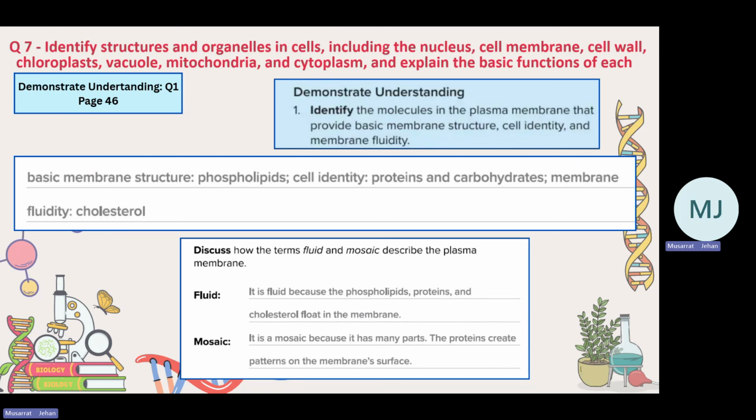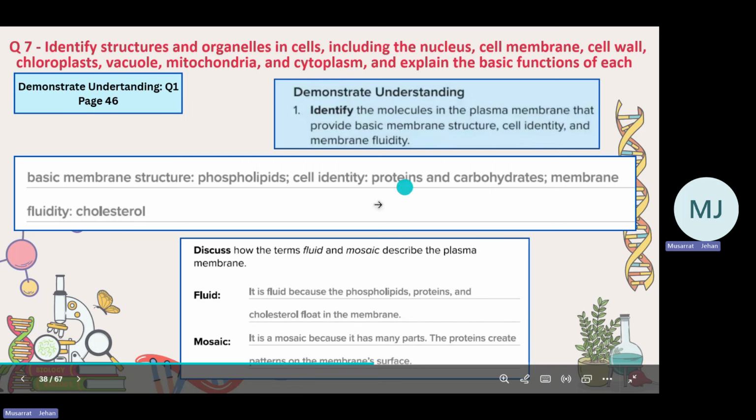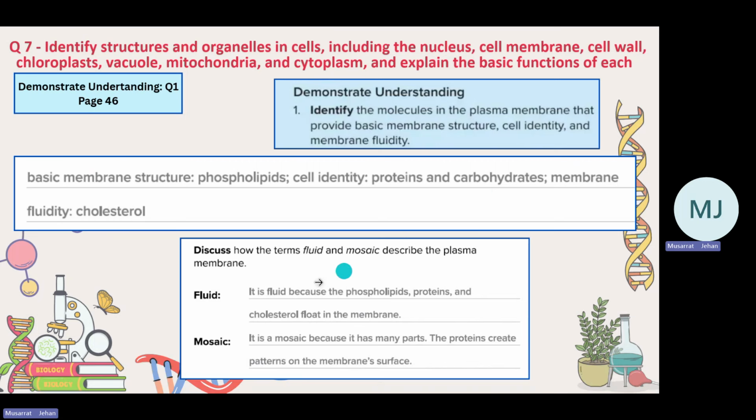So these are the different molecules of the plasma membrane. Structure is given by phospholipids. The identity of the cell is given by proteins and carbohydrates that are present. Membrane fluidity is given by cholesterol. Remember these. What are the functions of the different molecules in the plasma membrane?